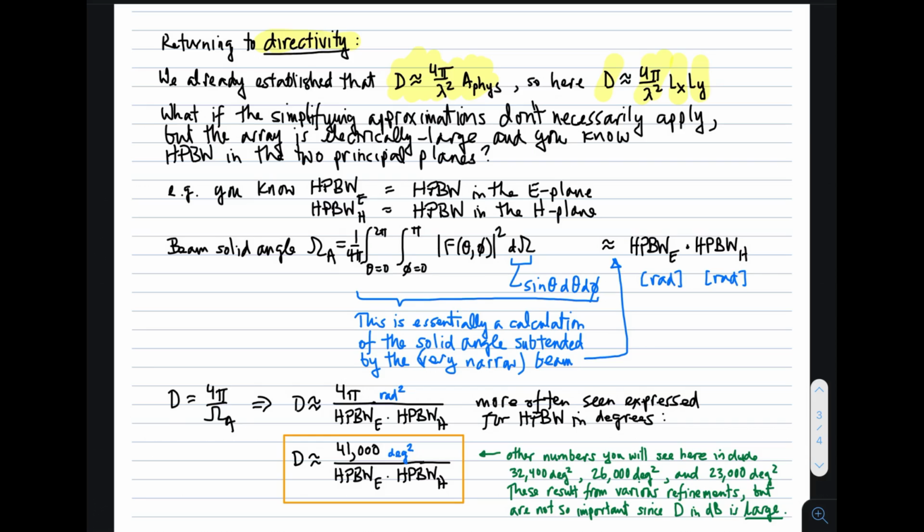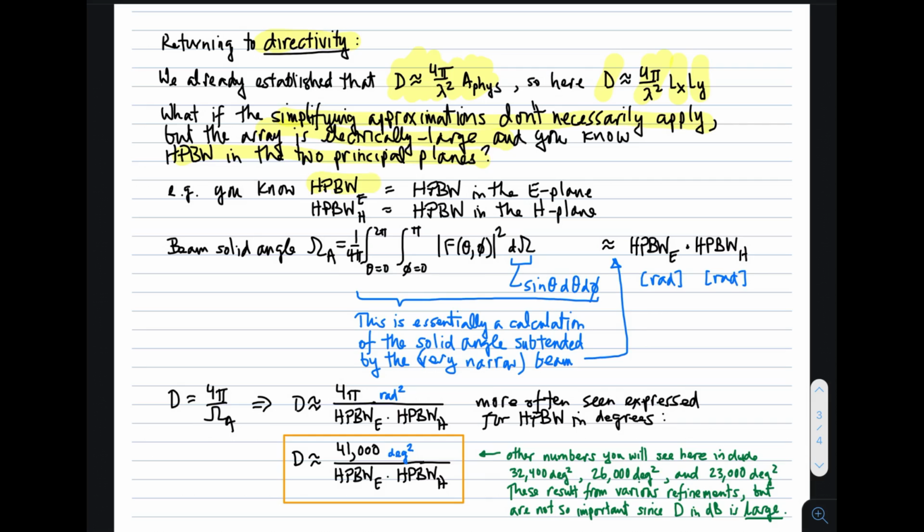Well, what if these simplifying approximations don't necessarily apply, but the array is electrically large and you know the half-power beam width in the two principal planes? In other words, now I'm asking the question, what happens if you know something about what the half-power beam width is? Is it possible to compute the directivity? Is it possible to get a shortcut calculation of the directivity, approximate it may be, if you know the half-power beam width, which is relatively easy to get? Well, the answer to that question goes like this.